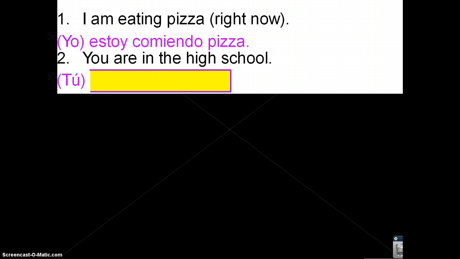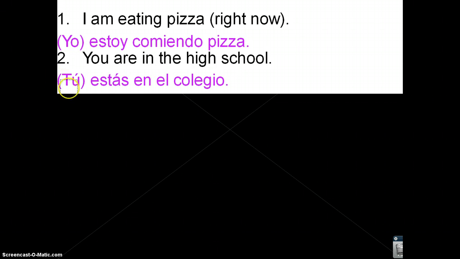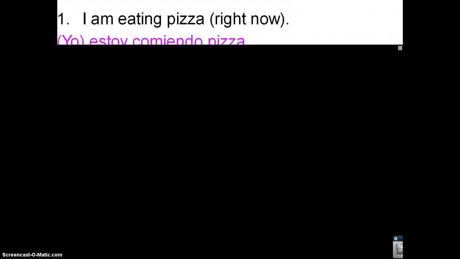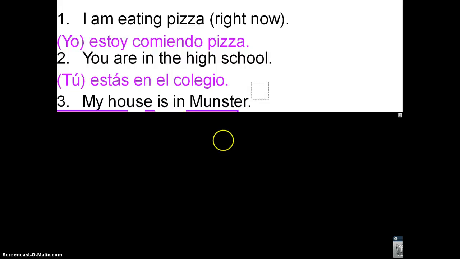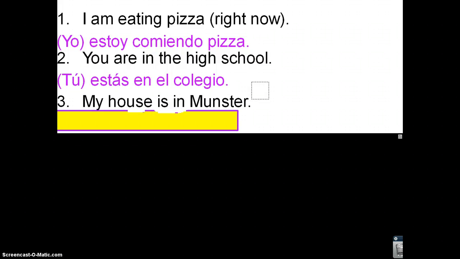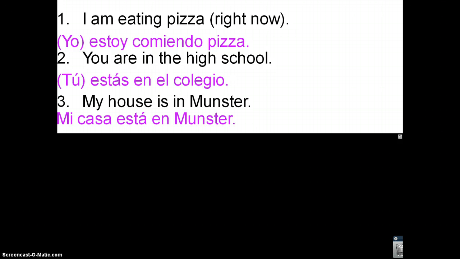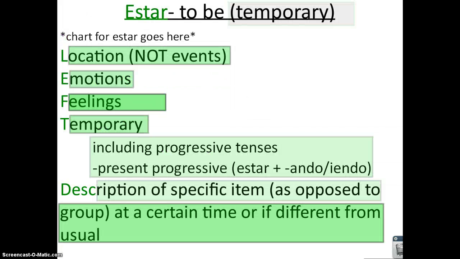Therefore, tú estás en el colegio. The tú is optional because if you have estás, we know that we're saying you are. Here's another location one. My house is in Munster. I don't care that my house isn't going to grow legs and move somewhere else. If it is location, as long as it's not an event, it is estar. Therefore, mi casa está en Munster. Again, that is because if you're giving location, as long as it's not an event, you must use estar.